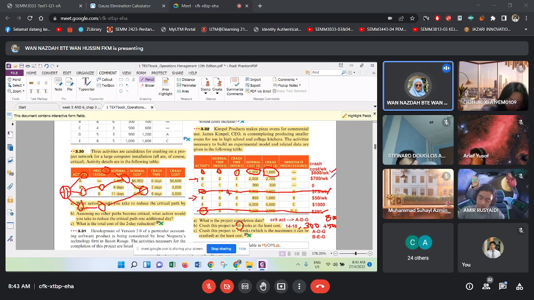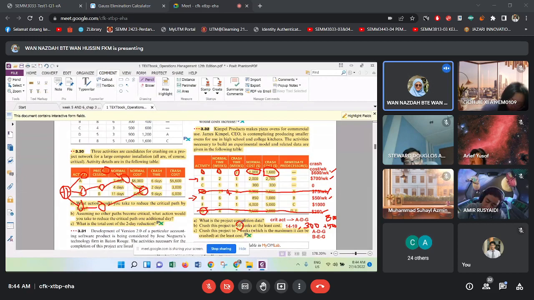So can you select which one is the cheapest? Okay, out of these 3 critical activities, which is A, okay. A is critical activity, and the crash cost for activity A is 600. Okay, B, the crash cost for activity B is 700, and E is the cheapest. So you can select E.